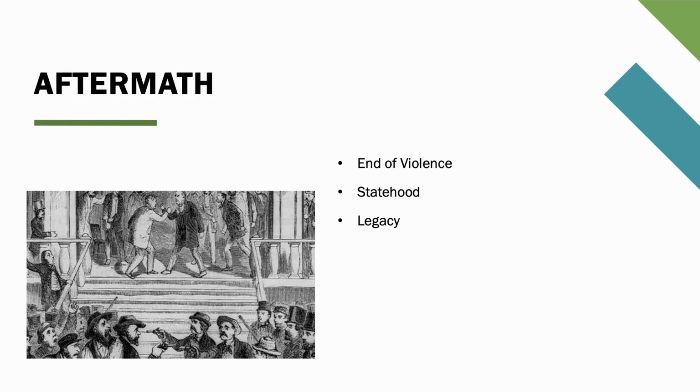Bleeding Kansas ultimately is known as a symbol of the failure of popular sovereignty and the division that existed over slavery, because the issue of slavery could not be resolved peacefully. The stage had now been set for the Civil War.